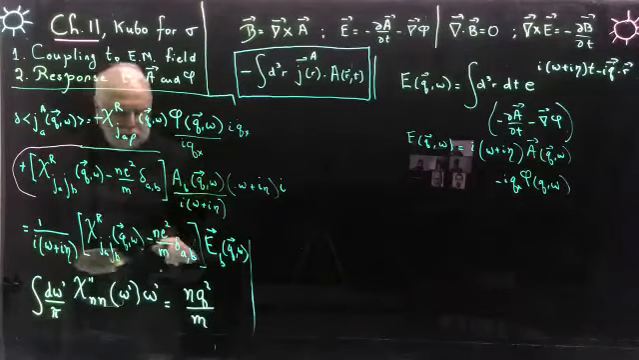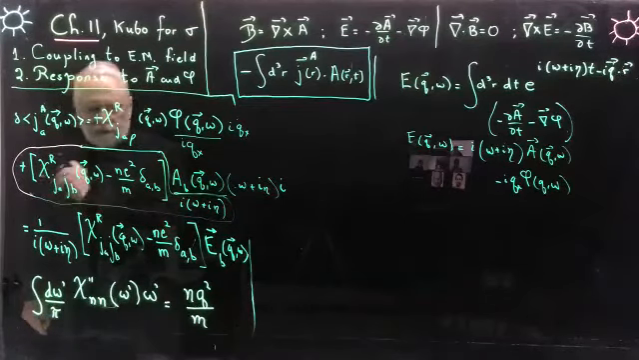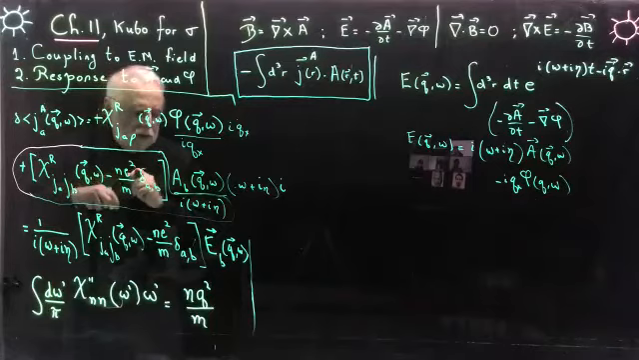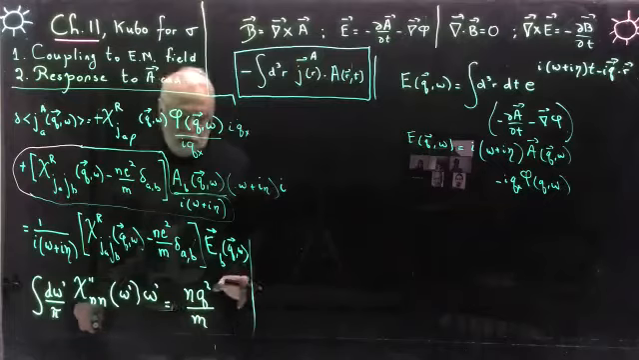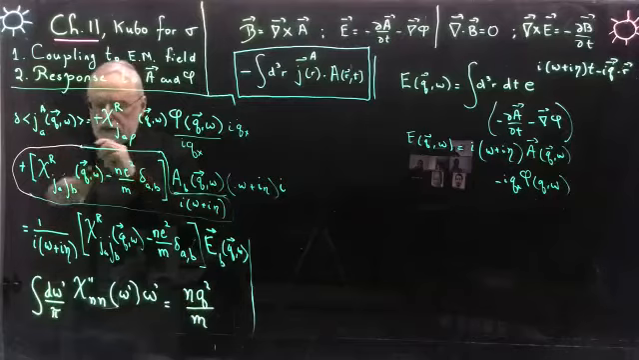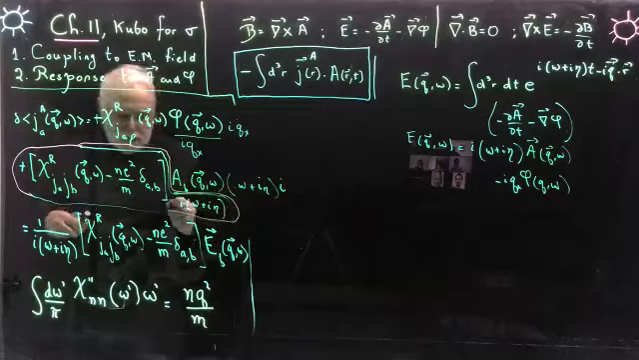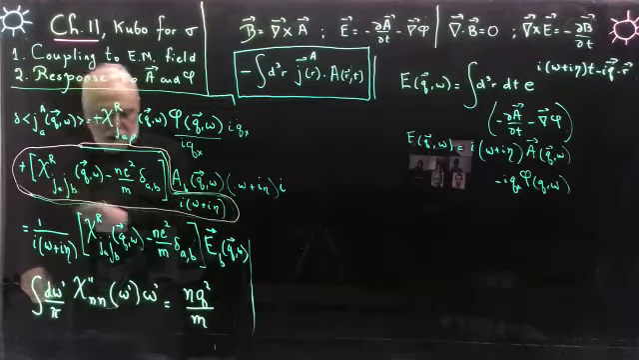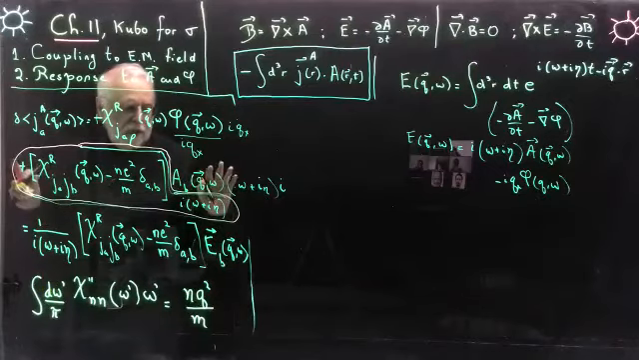So you see what I wrote here? If I was in a gauge where the gradient of phi was zero, that would be the response to the electric field, what I circled in red here. Okay, that's what I wrote here. So in a gauge where I have only the vector potential, this is clearly the electric field.